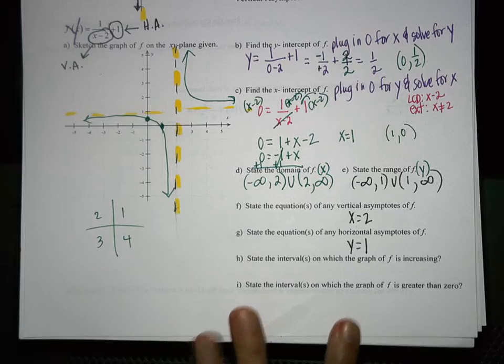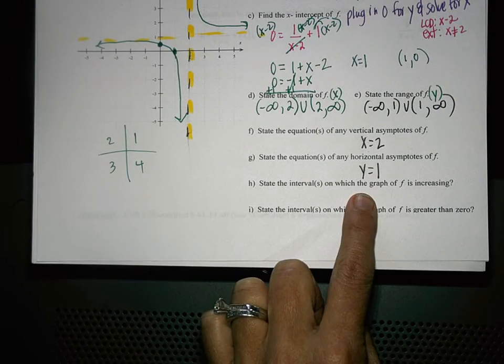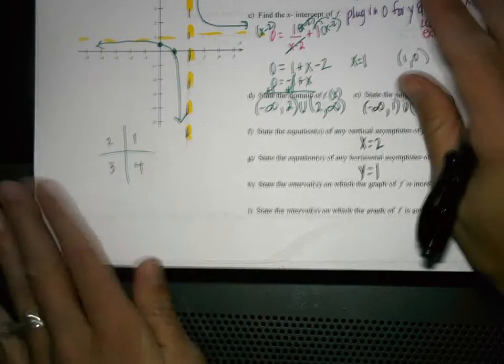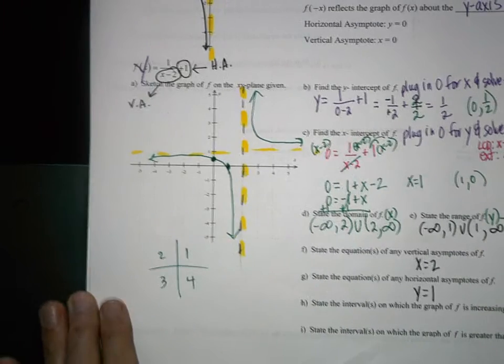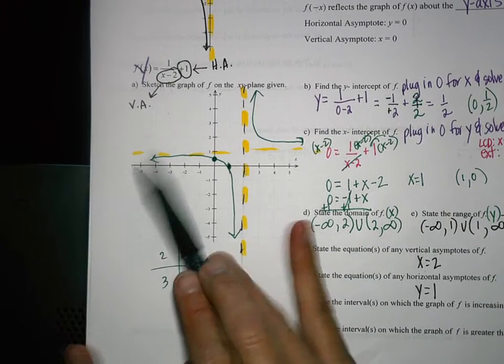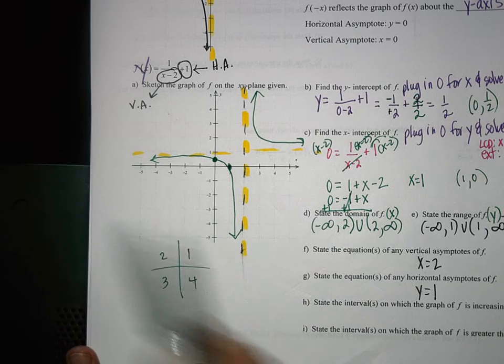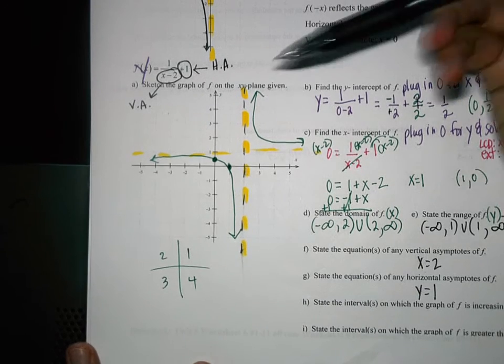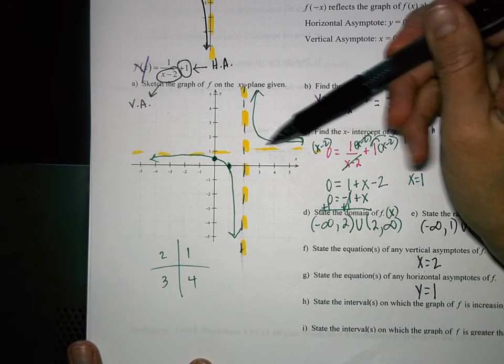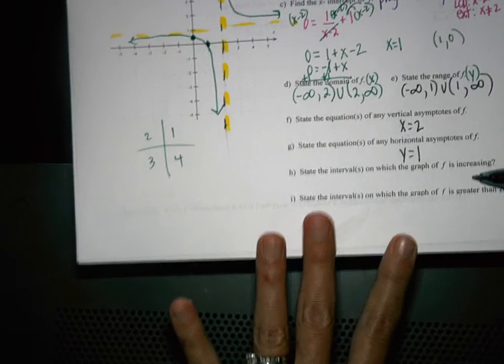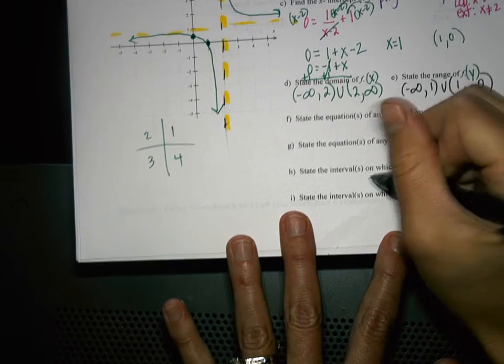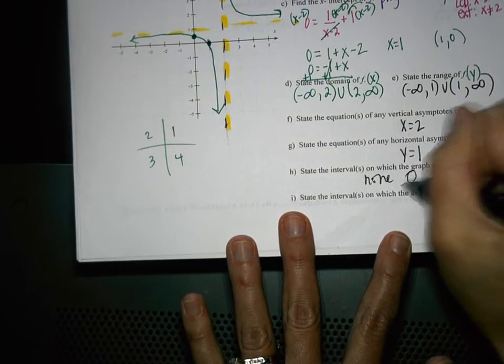Okay, going down, it says state the intervals on which the graph of f is increasing. So remember, graphs, you read left to right. If you start at the left, this is going down. Is that increasing? No, down is decreasing. Then you go up to this point and see it's going down again. So is it ever increasing? No. So this one's none, or you can write 0 with a line through it for no solution, but it doesn't ever increase.